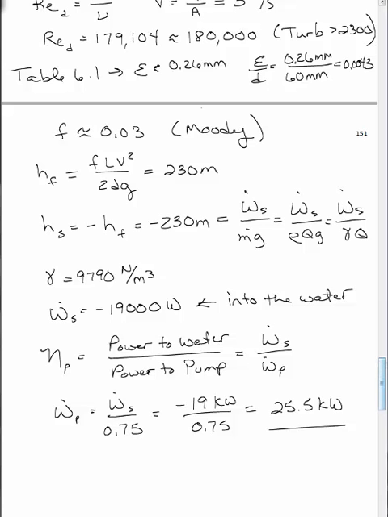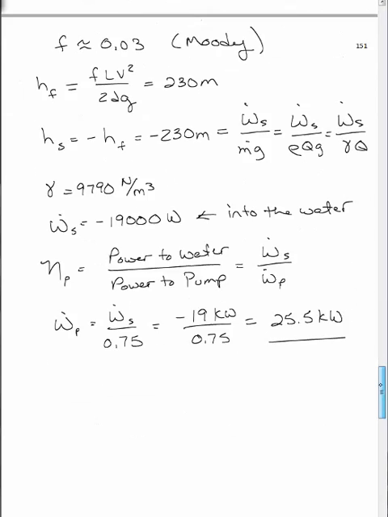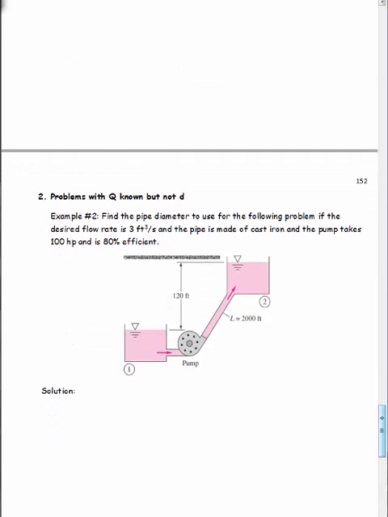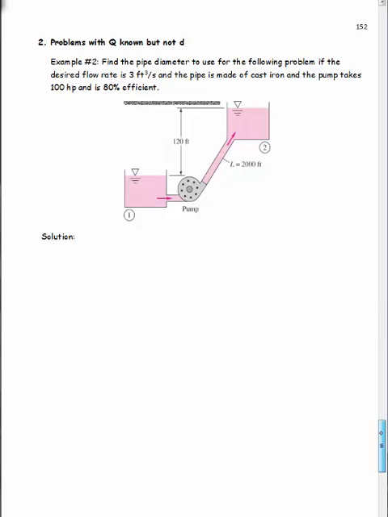All right, so let's do one more example, one that's a little bit harder, and that is a case where Q is known, but D is not. So D appears in the Reynolds number. That's going to cause us some problems.